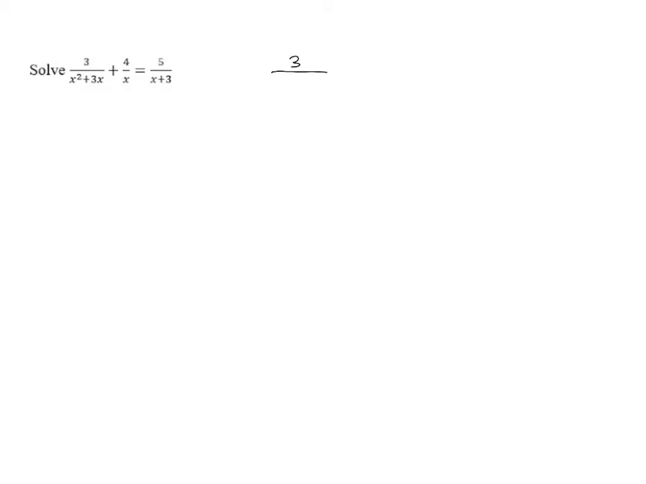So I'm going to start by factoring that x squared plus 3x. We can pull out a greatest common factor of x, and that leaves us with x plus 3 as the leftovers. So this becomes 3 over x times x plus 3, plus 4 over x, equals 5 over x plus 3. Now we need to look at the restrictions.